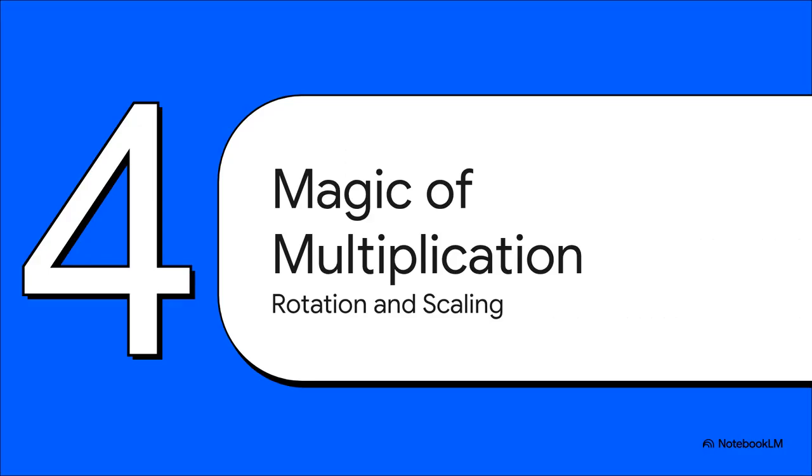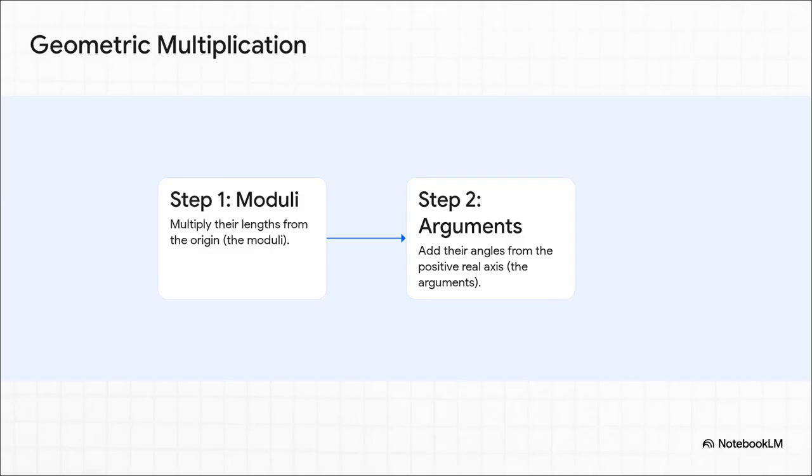Okay, so if complex numbers are just points on a map, what happens when you start doing math with them? Like, what does it mean to multiply them? This is where it gets really, really cool. When you multiply two of these numbers together, something amazing happens geometrically. It's actually two super simple steps. First, you multiply their distances from the center point, the origin. And second, you just add their angles together.